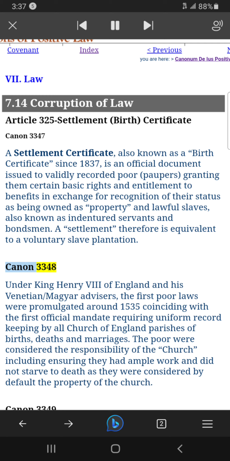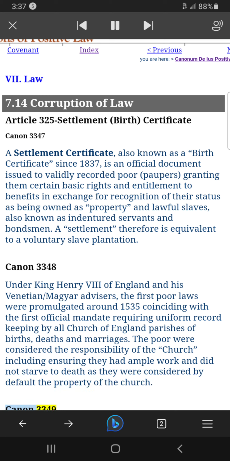Canon 3348. Under King Henry VIII of England and his Venetian/Magyar advisors, the first poor laws were promulgated around 1535, coinciding with the first official mandate requiring uniform record-keeping by all Church of England parishes of births, deaths, and marriages. The poor were considered the responsibility of the Church, including ensuring they had ample work and did not starve to death, as they were considered by default the property of the Church.